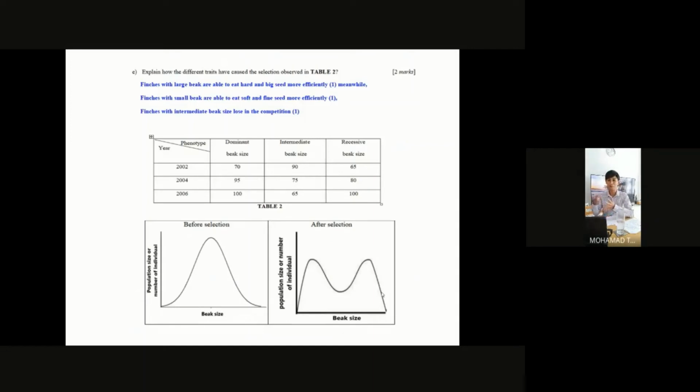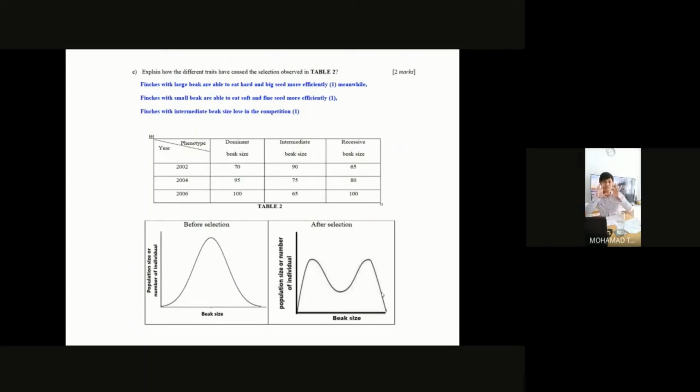So that is why, because they are able to eat, they survive. So they will have a higher reproductive rate. And finches with small beaks are more adapted, or more efficient, at eating small and soft seeds.